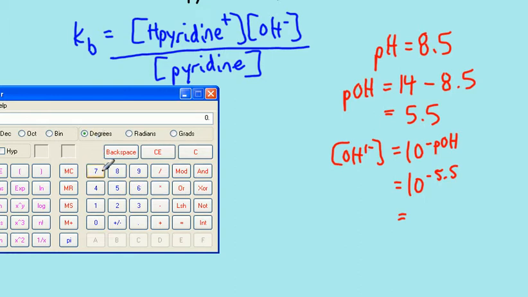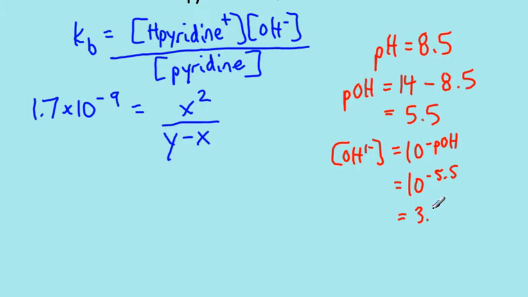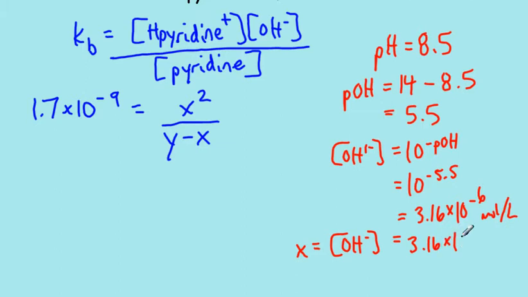Okay, and it is weird in the ICE table to have all unknowns. So I'm going to do 5.5 negative, and do a little inverse log, and I get 3.16 times 10 to the minus 6 moles per liter for my concentration of hydroxide, and the concentration of hydroxide at equilibrium is equal to x. So that value is going to be equal to x as well.